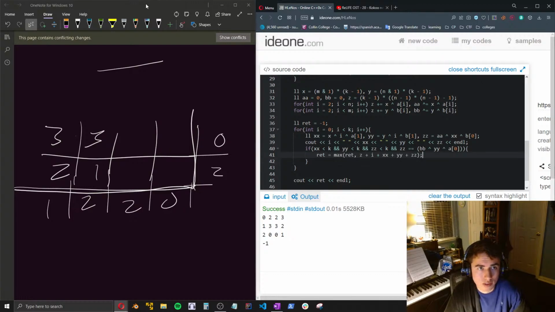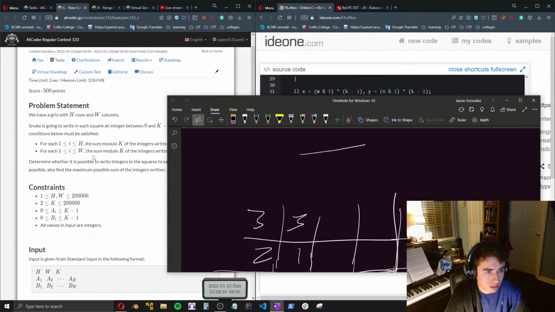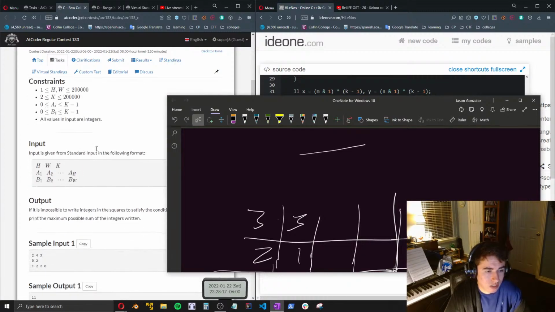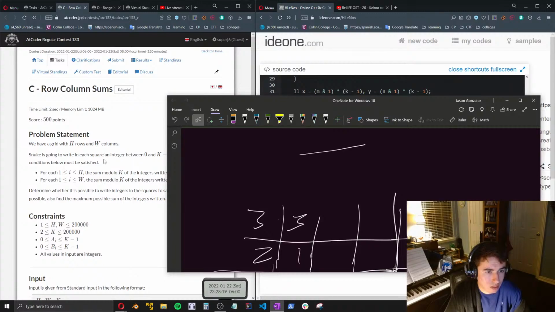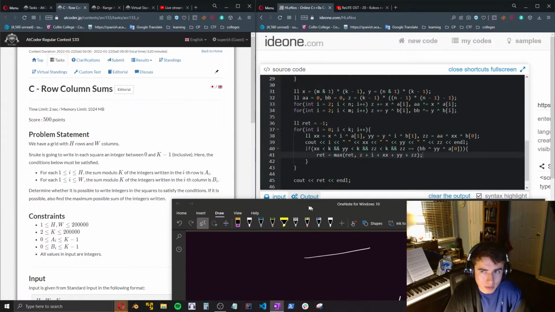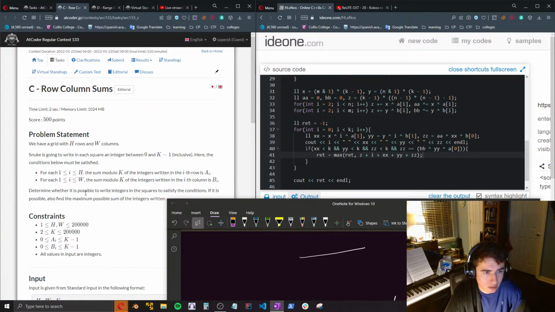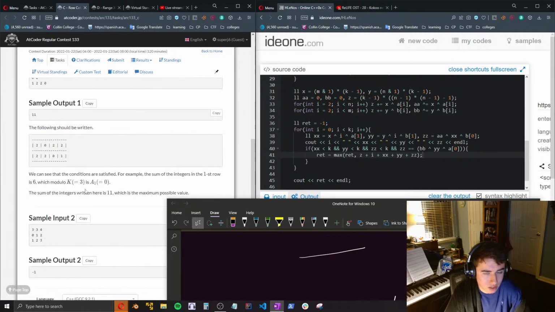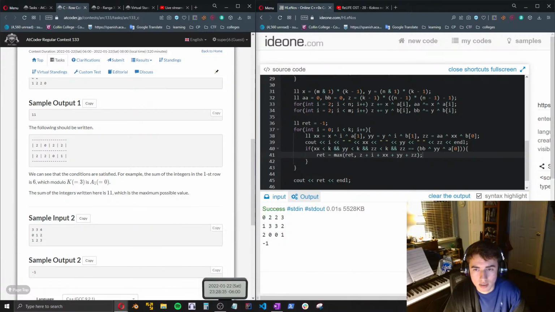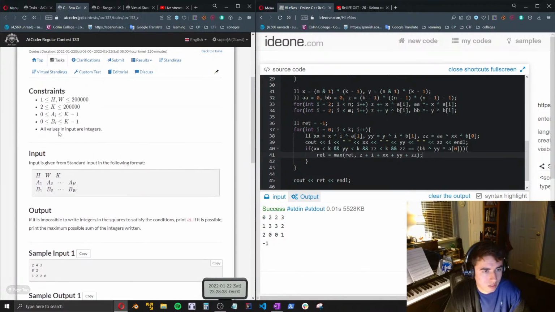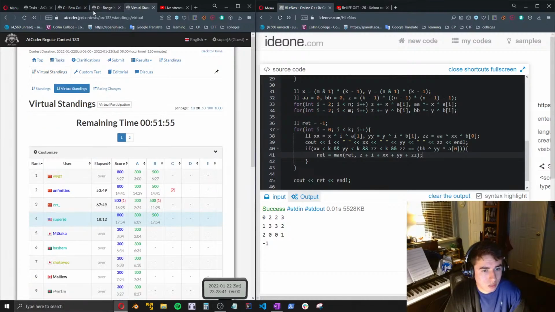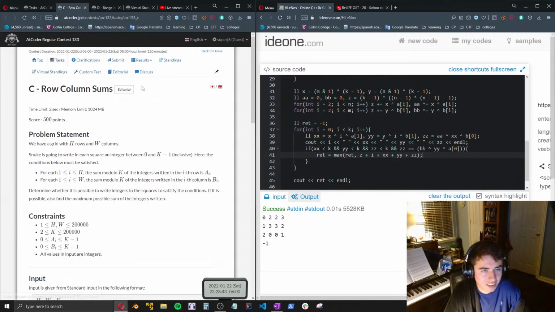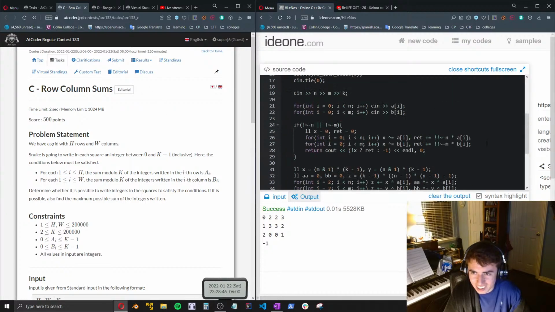What if one of the XOR values is greater than K? That's annoying. Wait, what am I doing? Why did I start doing XOR? I have no clue why I started doing XOR. Shoot. It should be... I'm so stupid. I have no clue why I started doing this.